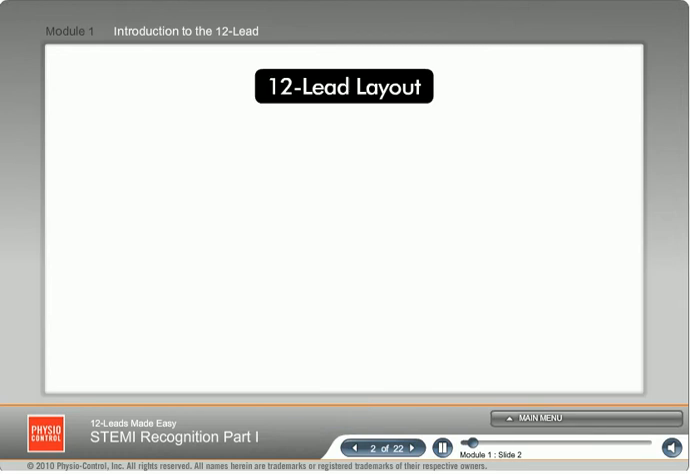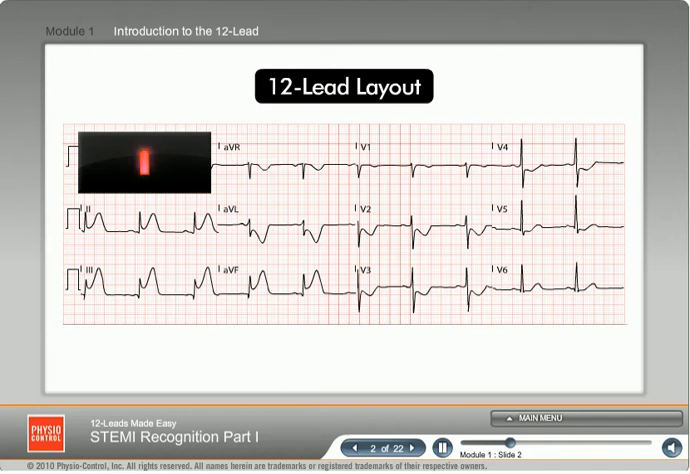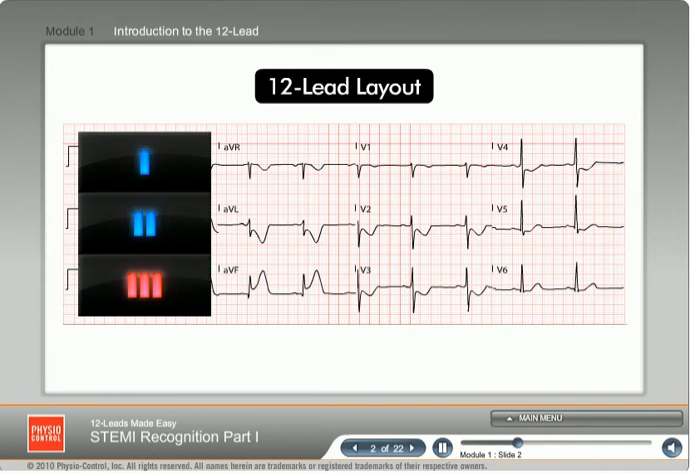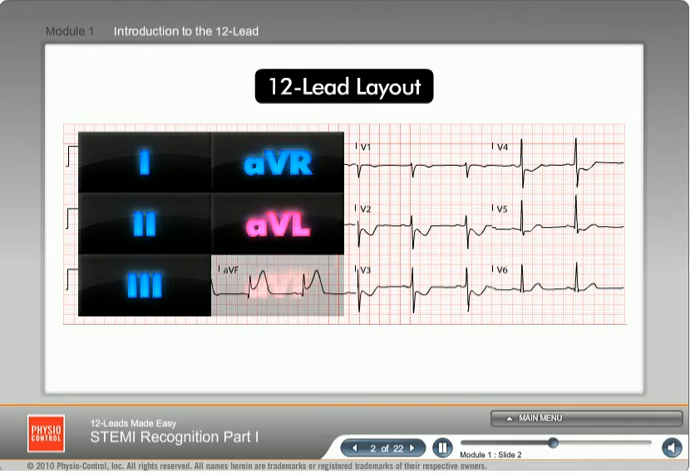A 12 lead is shown here. Note that the 12 leads are arranged in a 4-column by 3-row format. Leads 1, 2, and 3 are displayed on the far left column. The second column displays AVR, AVL, and AVF.